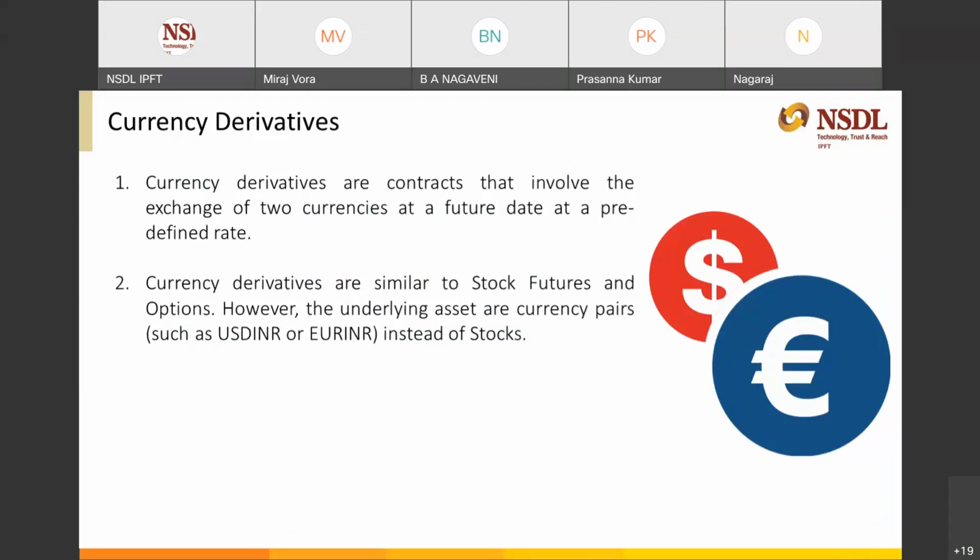The reason you need to understand a little bit more deeply is that a currency derivative would always involve two currencies, as compared to an equity or an index derivative where the underlying was either a single stock or a single index. Say, for example, USD INR, which is one of the most frequently traded currency pairs in India, would involve two currencies, the dollar as well as the INR, and the combined rate of USD INR would be given to you.